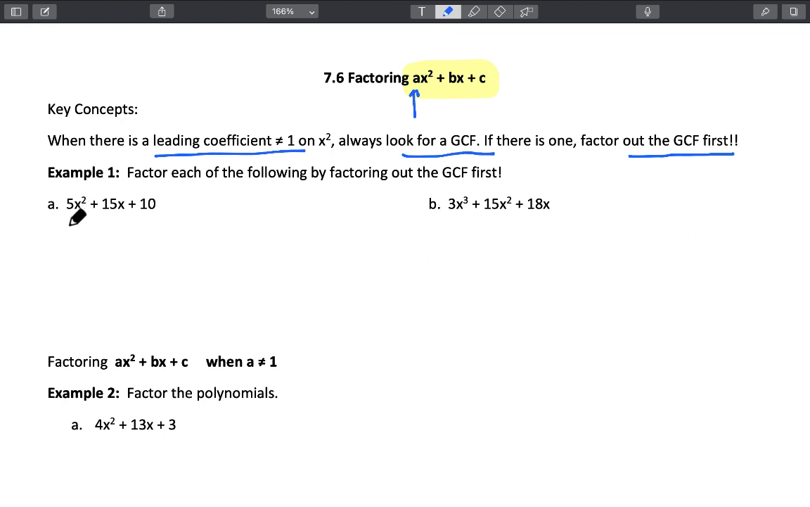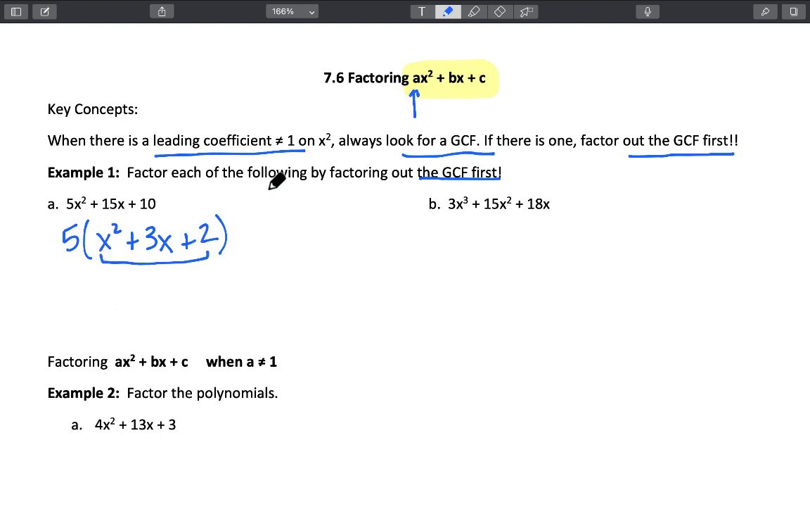Let's take a look at this first example. Factor each of the following by factoring out the GCF first. So as I look across, I see that my leading coefficient is not equal to 1. However, all three of these terms could be divisible by 5. So let's factor out a GCF of 5. Now I'm left with x squared plus 3x plus 2. Now, inside the parentheses, I have a trinomial, second degree, with a leading coefficient equal to 1.